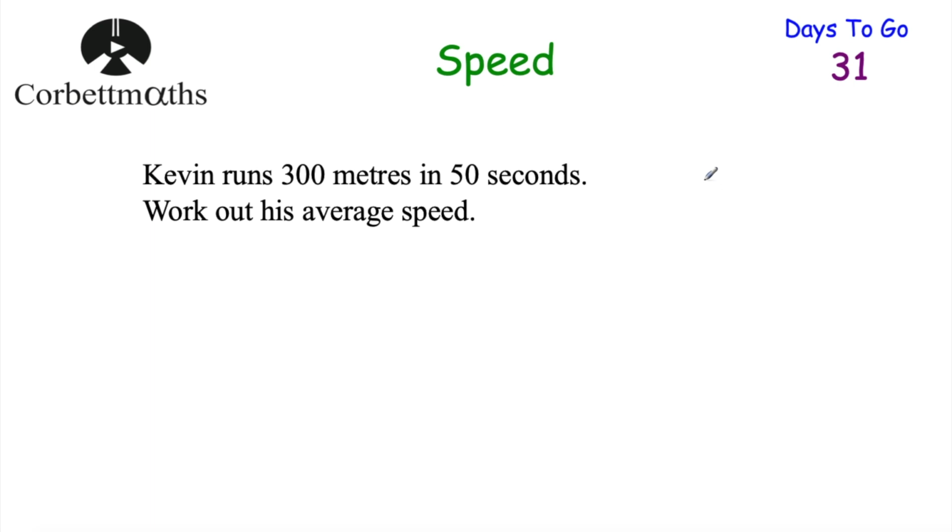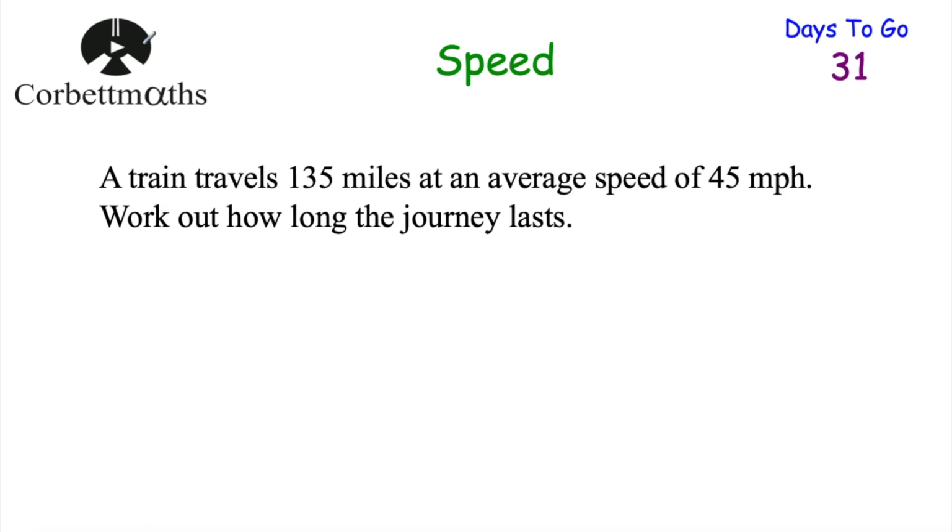Okay, so we want to find the speed. Speed is equal to distance divided by time. So we want to take the distance, which is 300 meters, and divide it by the time, which is 50 seconds. 300 divided by 50 is equal to 6. So it's going to be 6, and then we've got meters per second, and that little slash means per. So it's 6 meters per second, and that's Kevin's average speed. And if you got that, well done. Okay, let's have a look at our next question.